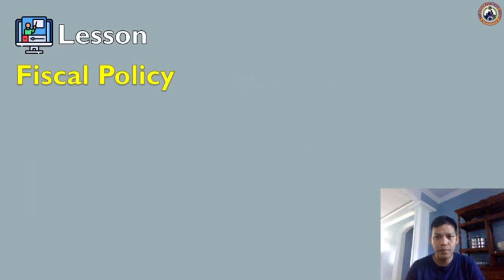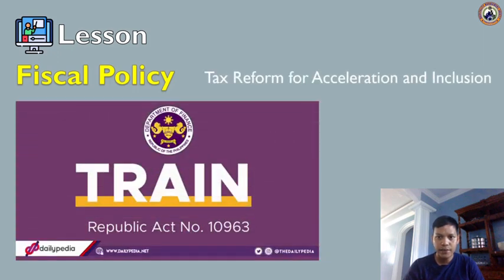Now we will talk also about this, call it TRAIN law. Okay, so you can hear this in the administration of Duterte during his time. So the enactment of Tax Reform for Acceleration and Inclusion, also known as TRAIN. Okay, so this is the meaning of TRAIN, Tax Reform for Acceleration and Inclusion. So this is one of the examples of fiscal policy.